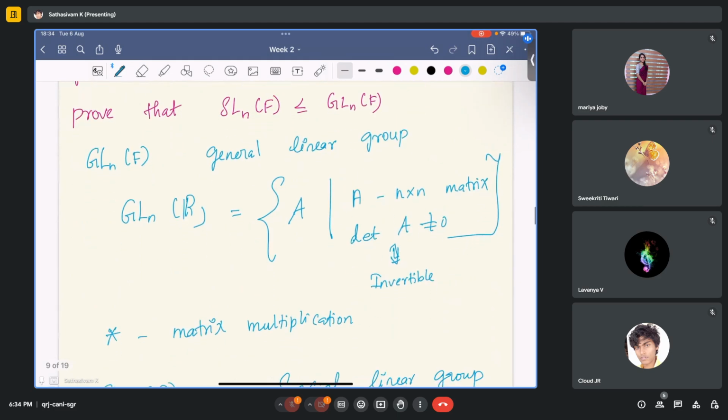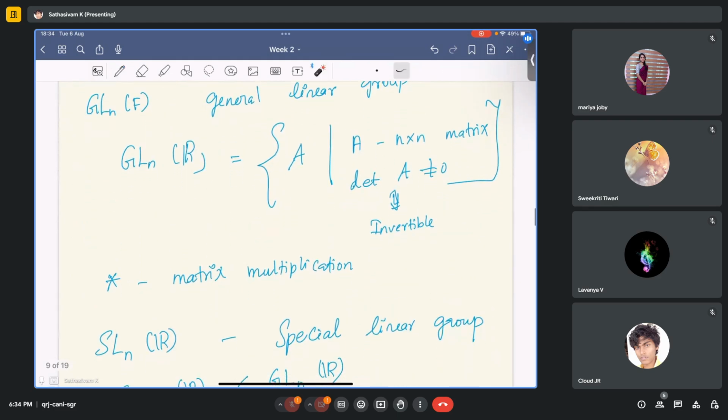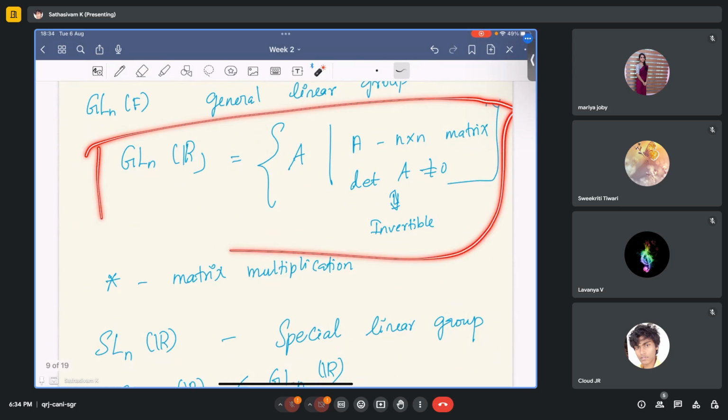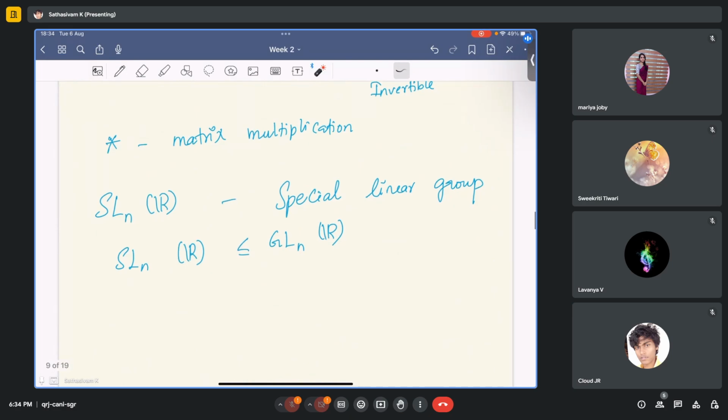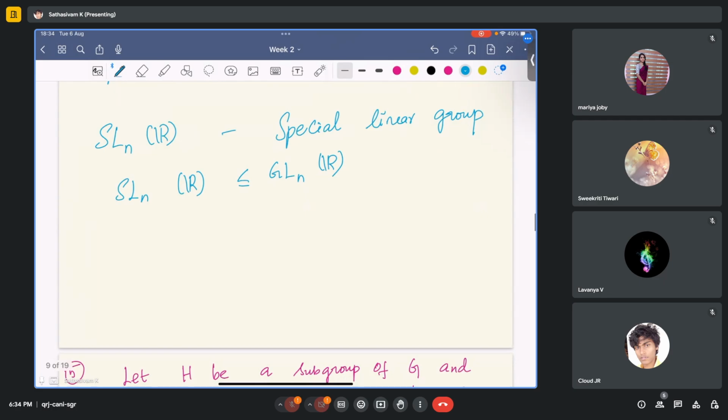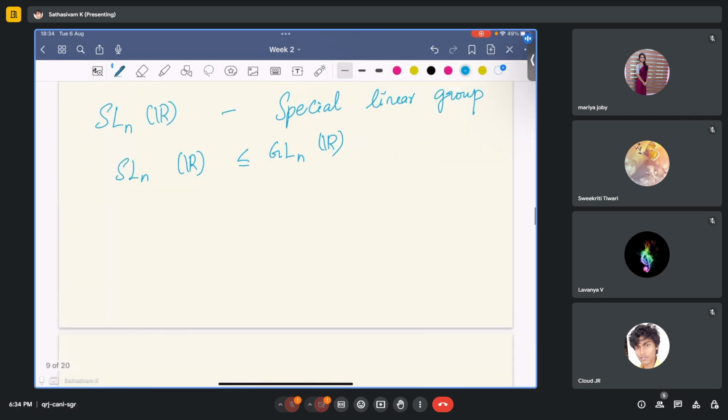Okay, so how to prove it? This I will assume; I think Sir has done it in the class. So this I will assume: GLN is a group under multiplication. I think this is known. So let's prove that SLN is a subgroup. In order to prove it is a subgroup, it is enough to prove only the closure and the inverse, right? So we'll just do both of them.